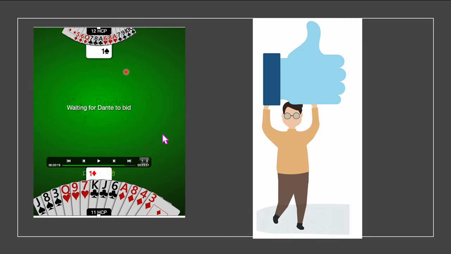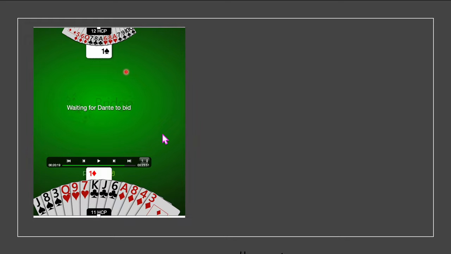But when you have told your partner, hey, I've got some diamond strength here, then that means you've got some supporting strength for making that one spade bid. And that's exactly what South had done. So we're getting a good handle: that 12 or 13 is not necessarily the rule of thumb. We can kind of fudge it a little bit.